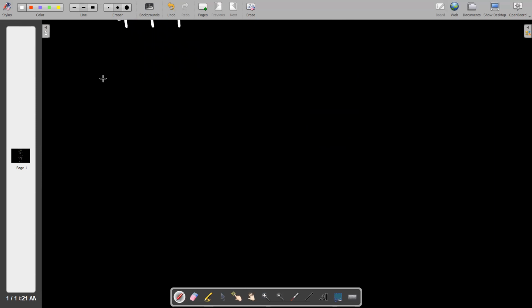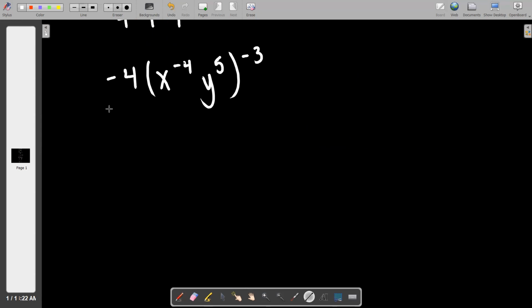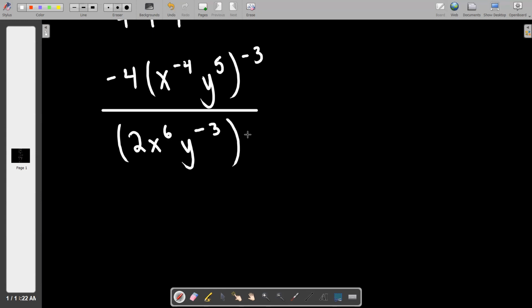So on top, we're going to have -4 times the quantity of x to the -4th, y to the 5th, all of that to the power of -3, all over the quantity of 2x to the 6th, y to the -3rd, all of that raised to the 2nd.